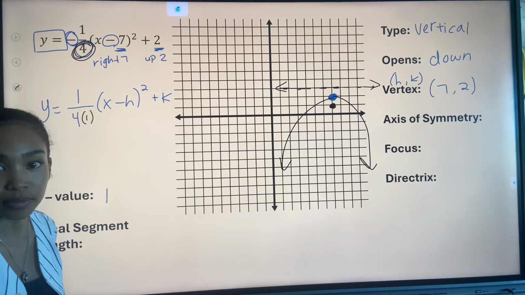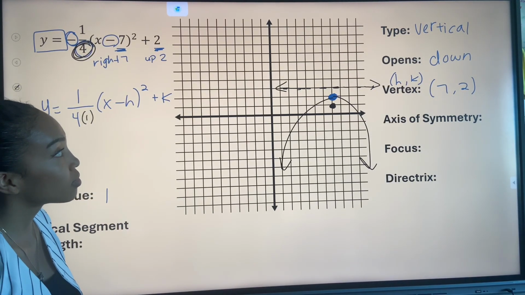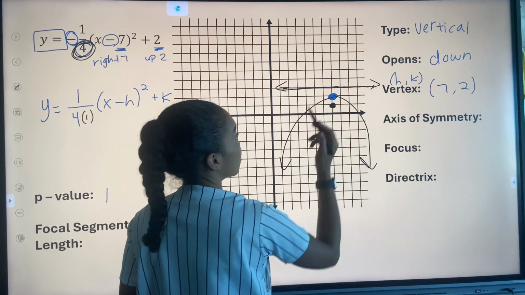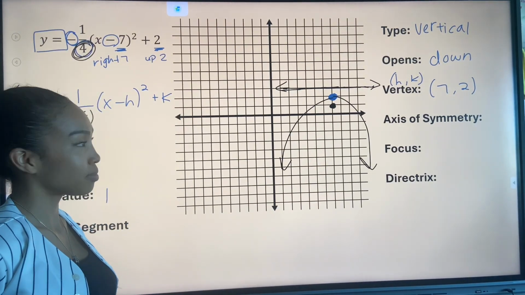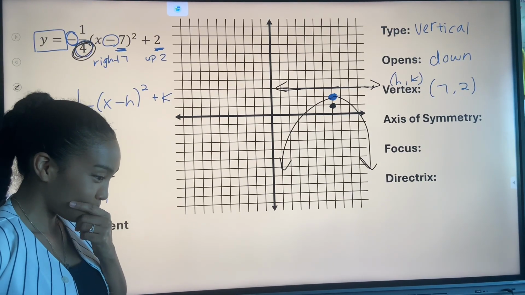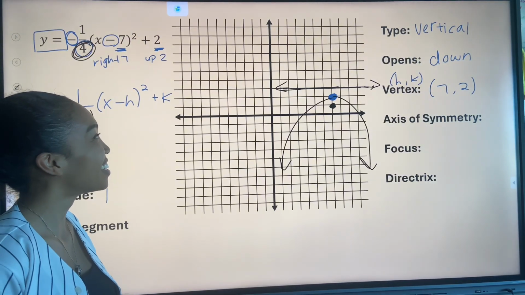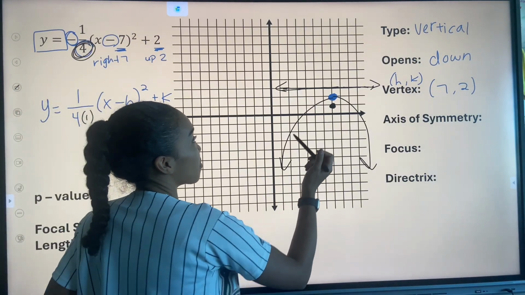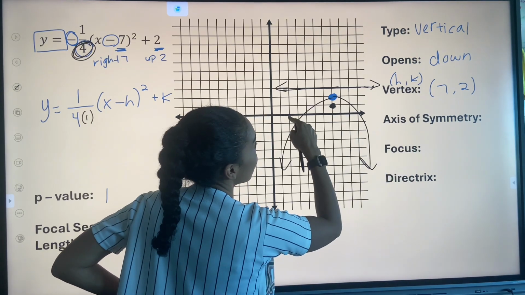Yes? Why is the directrix dotted? Why is it not solid? You can do it solid. Oh, okay. I just did it that way. So it doesn't matter? No, it doesn't matter. Oh, okay. Sorry. Why do I do it dotted? I don't know why I do it dotted.